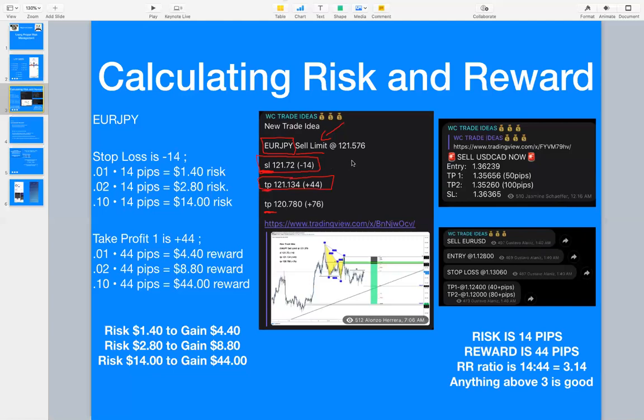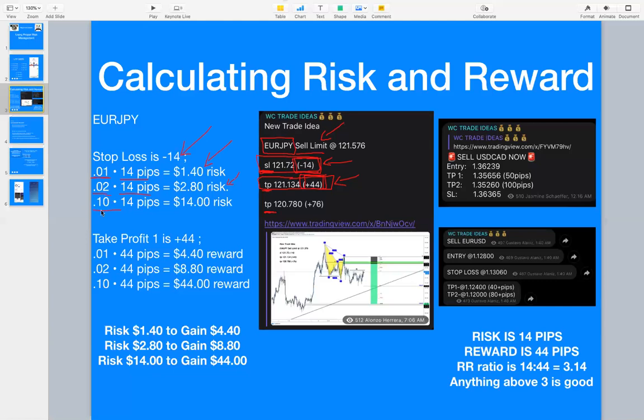For today's example, we're going to focus on this stop loss right here and this take profit level right here. Alonzo already tells us how many pips we're risking and how many pips we're looking for as reward. Our stop loss is minus 14 pips. If we trade 10 cents per pip, a lot size of 0.01, and multiply that by 14 pips, our risk is $1.40. 20 cents times 14 pips is double, $2.80.